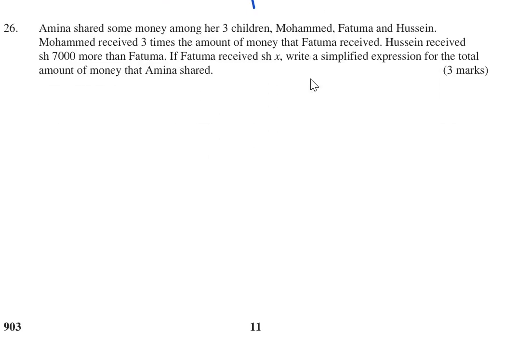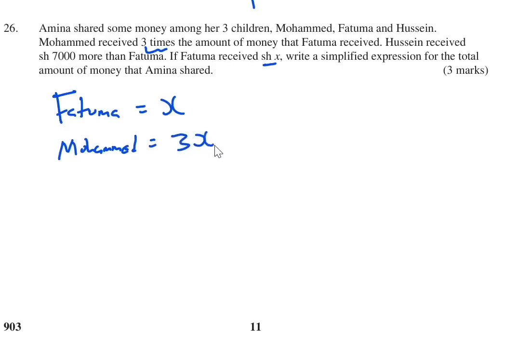Very easy. Remember here Fatuma equals X. So we start with Fatuma. The money she got is X. Let us go to the next one. So here we are told Mohammed received 3 times. It means you multiply 3 times the amount of money that Fatuma received. So Mohammed will be 3 times, so 3 times Fatuma's X. So it will be 3X. Very easy.